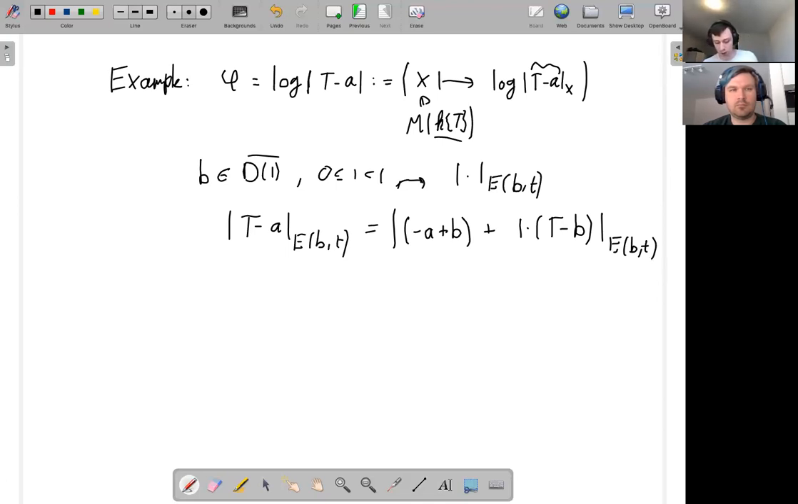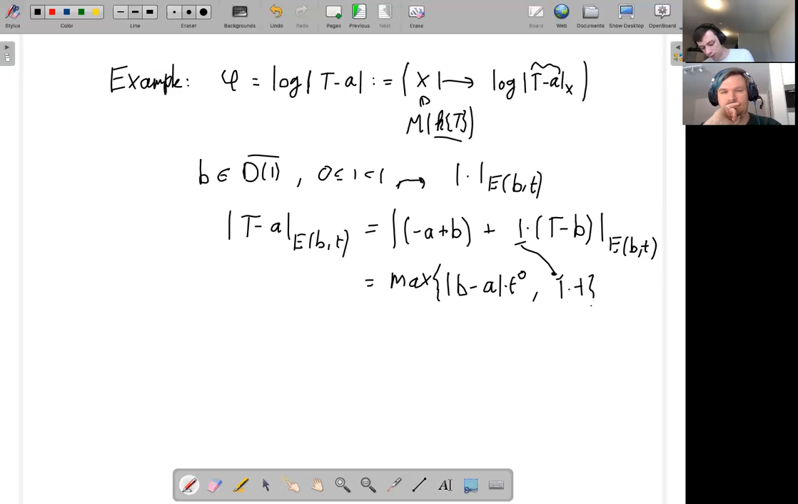You expand the function around the point b. So that's what we did there. And then you take the maximum of the coefficients that appear. So this is just the maximum of the norm of b minus a. Right, but this is then times t to the power 0, so you can leave out the t. That's the maximum between this and 1, which is this coefficient, times t. Right, so this is just the maximum of the distance between a and b, and t.